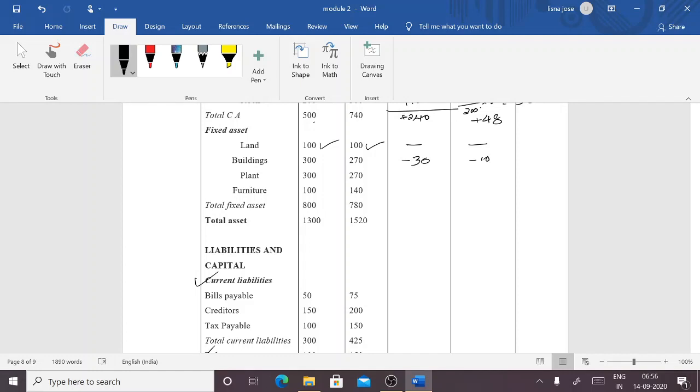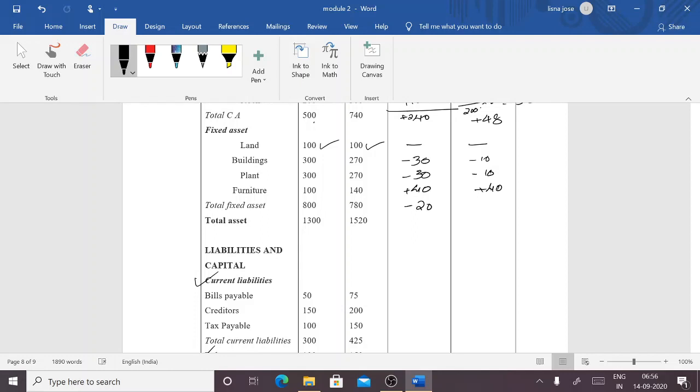Then in the case of plant also, it has decreased by 30 and the same percentage will come here. For furniture, it is increased by 40, and the percentage of that is plus 40. You need to calculate that as well. Then the total fixed asset was 800 in 2010, but that has decreased by 20.